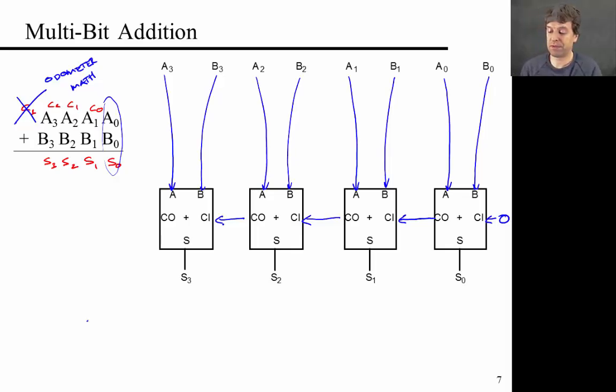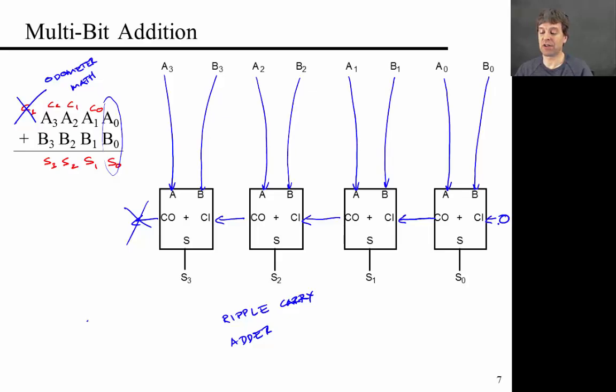So this particular architecture, and again here this is the carry out that we're going to have to ignore, is referred to as a ripple carry adder, for the obvious reason that the carry value ripples through one layer after the other. And this circuit maps directly onto what you would do if you add numbers by hand.